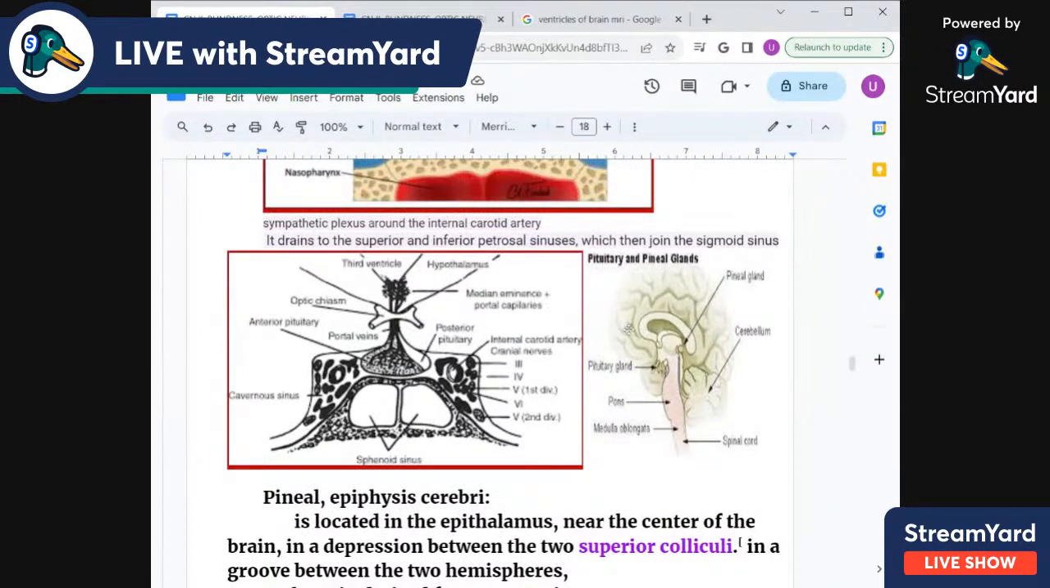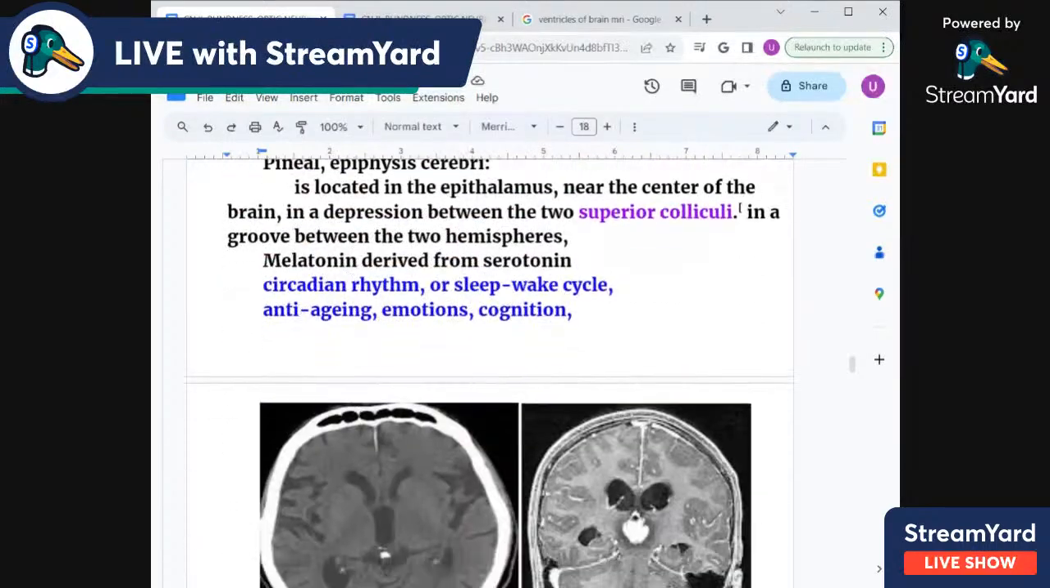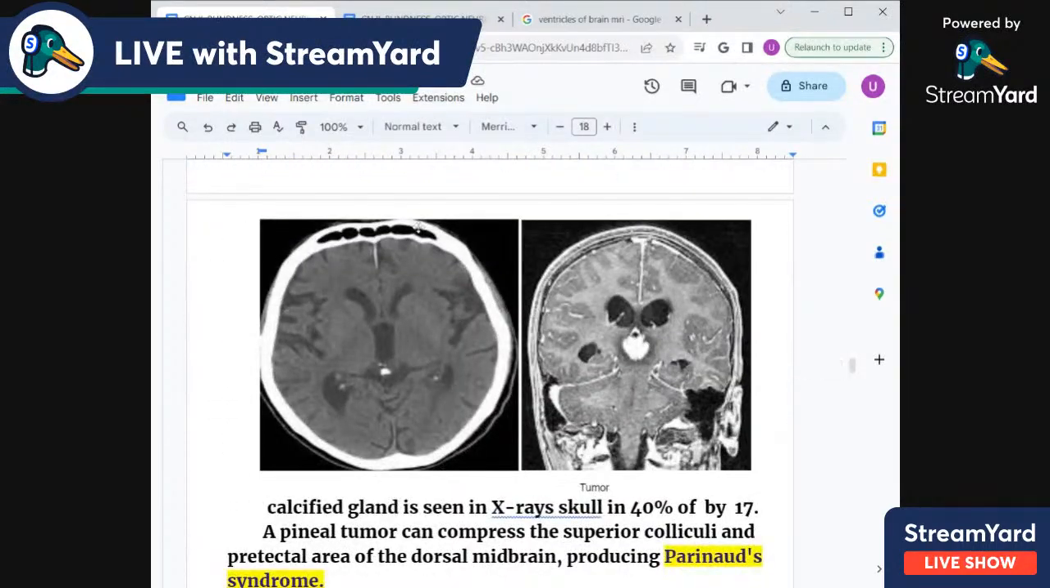So these are the structures in the midline, but another important structure posteriorly, in the midline between the two cerebral hemispheres, is the pineal gland. Pineal is important. It's in the groove between the two cerebral hemispheres by the superior colliculus. The pineal calcifies at a young age, around 20, and is visible on a plain X-ray of the skull. See, this is the pineal calcified here, and this is a pineal tumor.